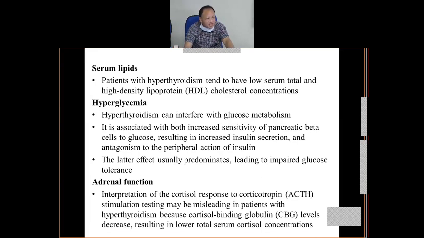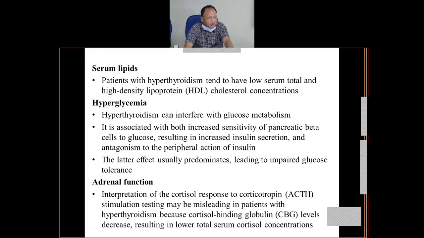Other dermopathy. Serum lipids, there is usually a decrease. Remember, when we talk of hypothyroidism, we remember increased cholesterol. There is dyslipidemia in hypothyroidism, but in hyperthyroidism there is the opposite of dyslipidemia. You have instead a low serum total cholesterol as well as low HDL and low LDL cholesterol. Hyperglycemia can also be seen.